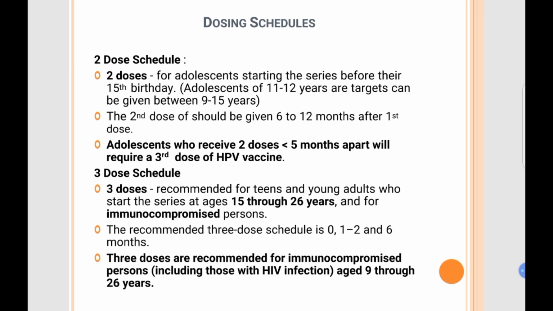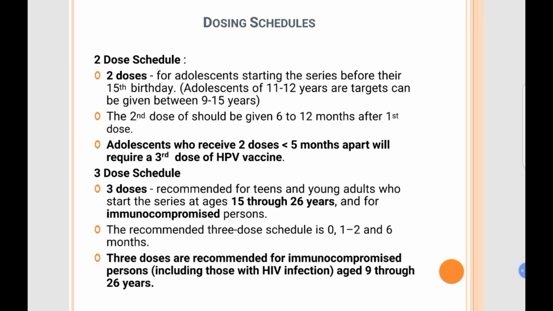The second dose should be given 6 to 12 months after the first dose. Adolescents who receive 2 doses less than 5 months apart will require a third dose of HPV vaccine. So this is going to be very, very important. Two doses will be required when it is started before 15 years of age, and the interval between the 2 doses is 6 months. If it is less than 5 months, in that case a third dose will be required. The target age group is 11 to 12 years. However, vaccination can be started after 9 years, and if the first dose is given before 15 years, then only 2 doses are required.